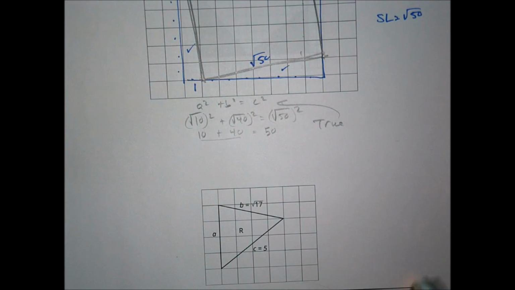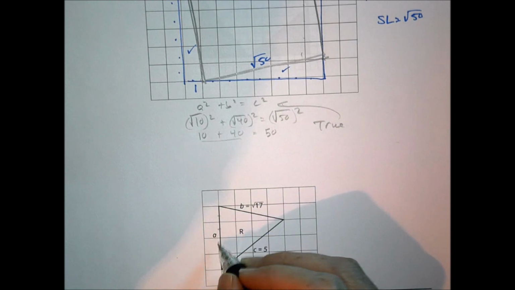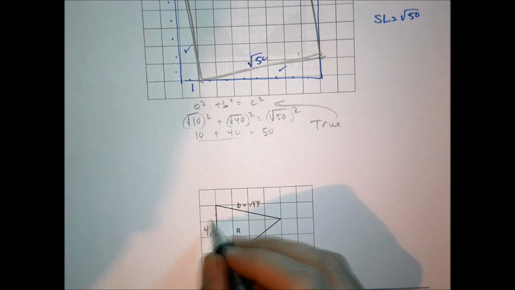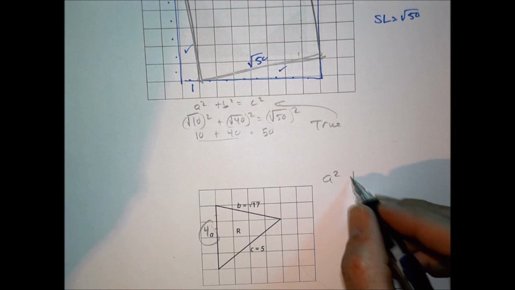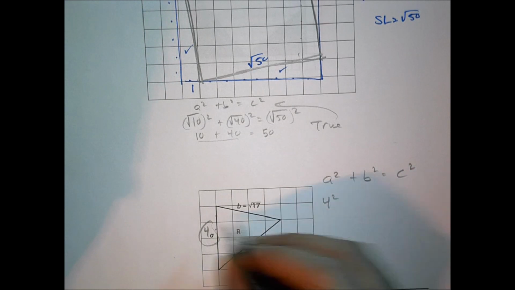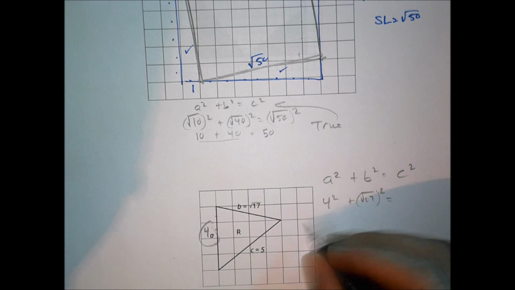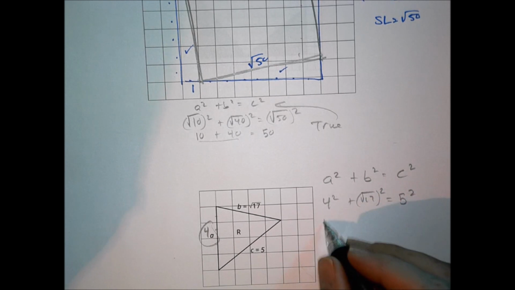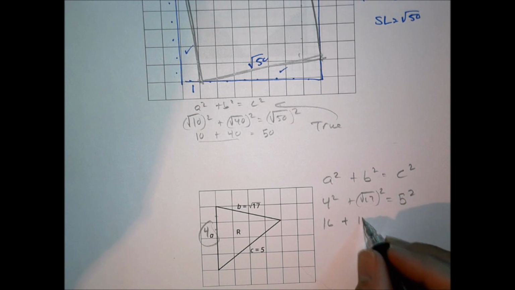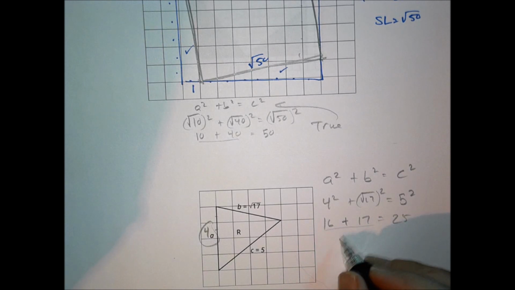Here we have some values. We have root 17, root 5, and then 1, 2, 3, 4. So A is equal to 4. That's what we have so far. So now we go back to our formula. A squared plus B squared equals C squared. Does this work? 4 squared, and then B is root 17 squared, and C is root 5 squared. 4 squared is 16. Root 17 squared is 17, and then root 5 squared is 5. This adds up to 33.